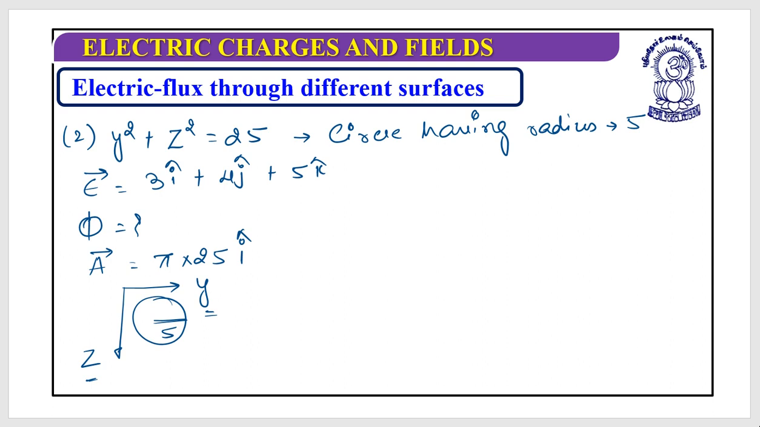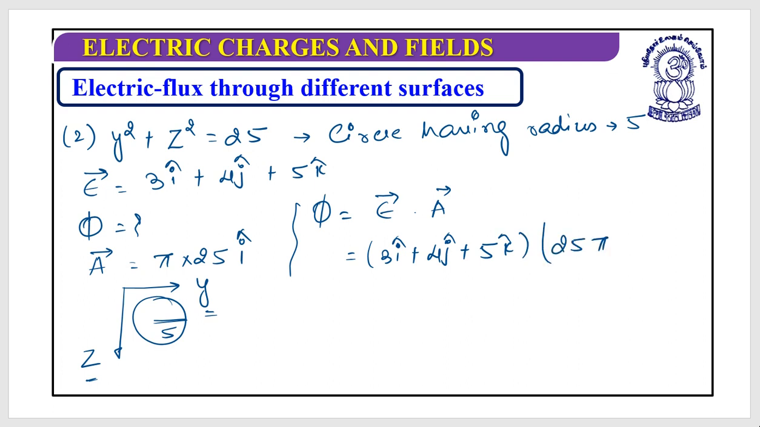Did you do the same thing? If yes, very good. Now let's find flux phi, which is equal to E dot A, where E would be 3i plus 4j plus 5k, while the area vector would be 25 pi i cap. So if I multiply i cap, it's 75 pi Gauss, because the other terms would be 0. Yes. Interesting.